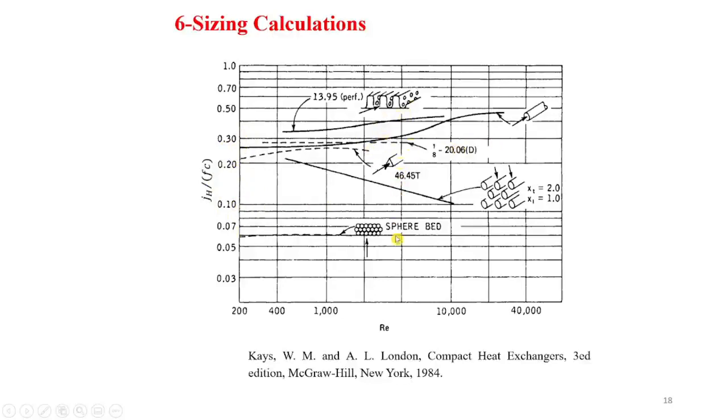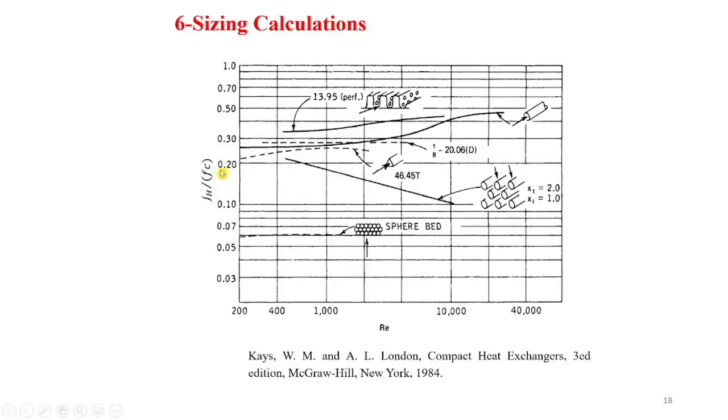Maybe more, maybe less. So the value is ranging from 0.1 to 0.3, maybe more, to 0.5 or 0.4. So he assumed, in Kays and London, the value to be 0.3 as an initial guess to find G1 and G2. For a more accurate value, you can do the following.